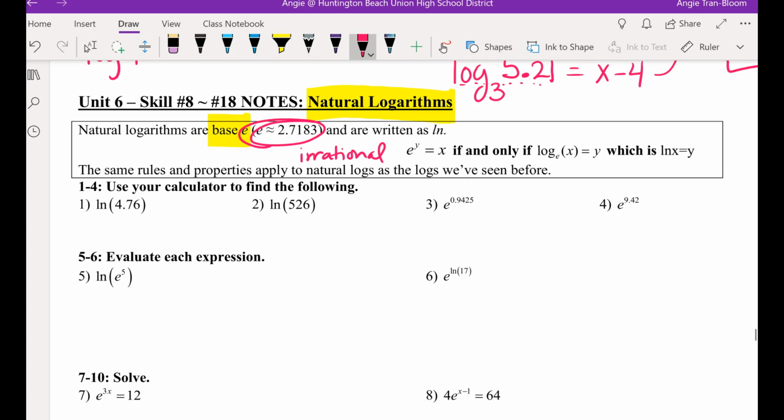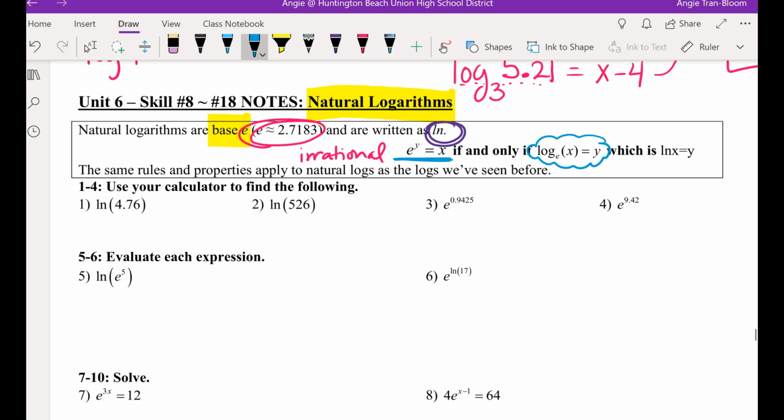Now in log, when we have log base e, it is called a natural log. So again, if you have log base e, it is called a natural log. And the format for your exponential, e to the power of y equals x, if and only if I could rewrite it in log form, log base e of x equals y. That has to be true.